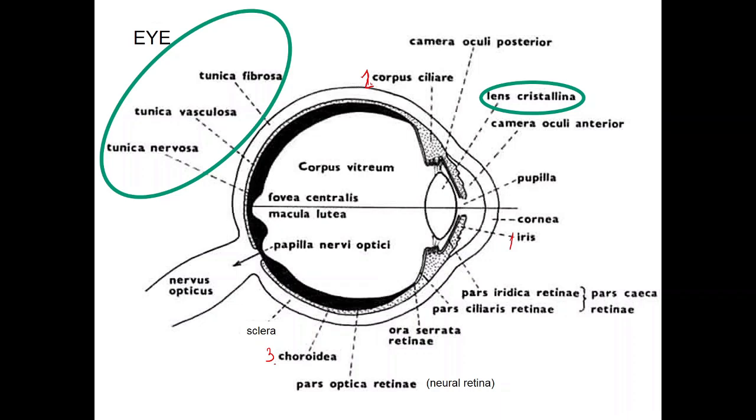And then we have the lens crystallina, which is actually from the outer ectoderm. So the lens is developed from the ectoderm, and we're going to talk about it now.